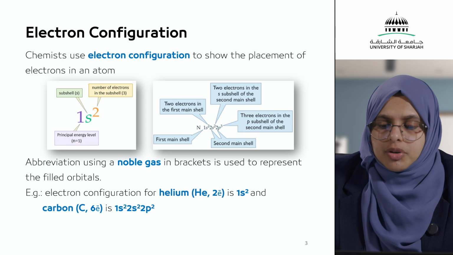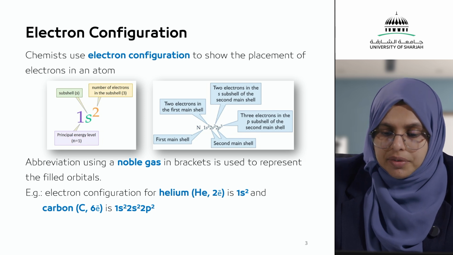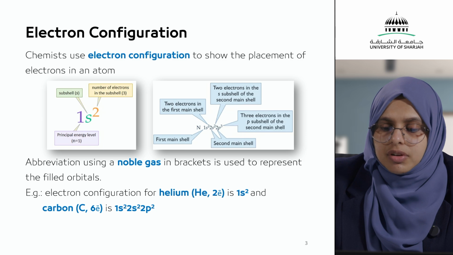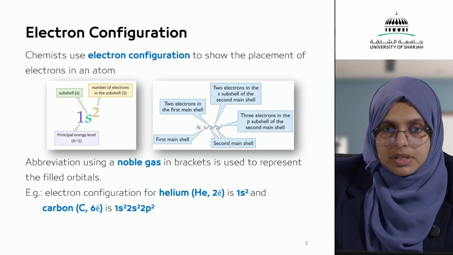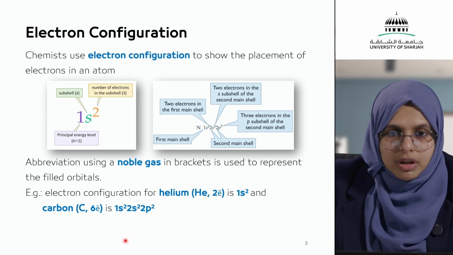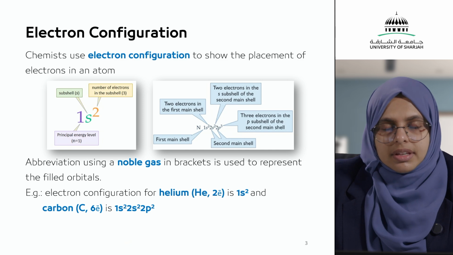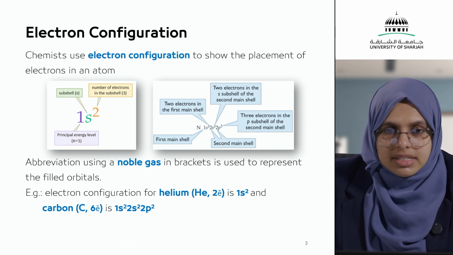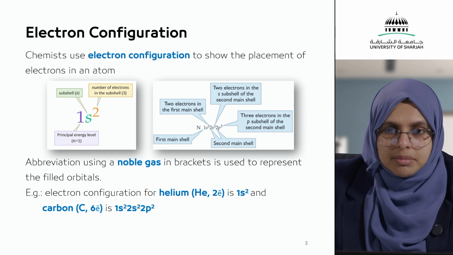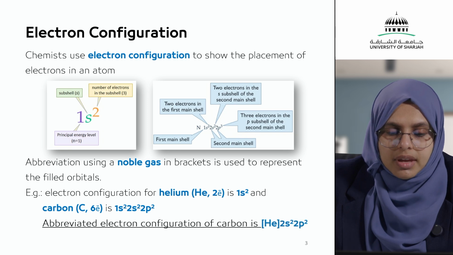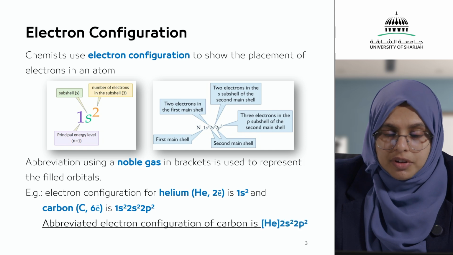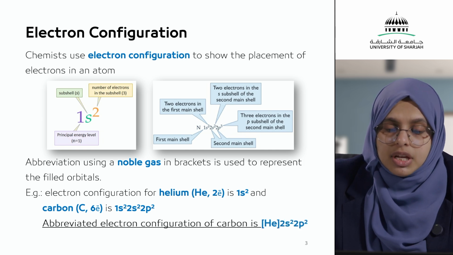The abbreviated electron configuration uses noble gas configurations, which have full electron shells, to describe the electronic structure of later elements. As you can see in the example, the electronic configuration for helium is 1s2, and for carbon it is 1s2, 2s2 and 2p2. You can write the abbreviated electronic configuration of carbon as helium 2s2, 2p2.